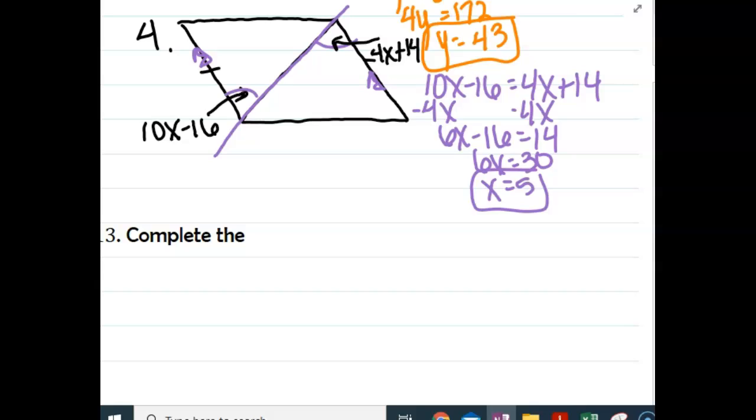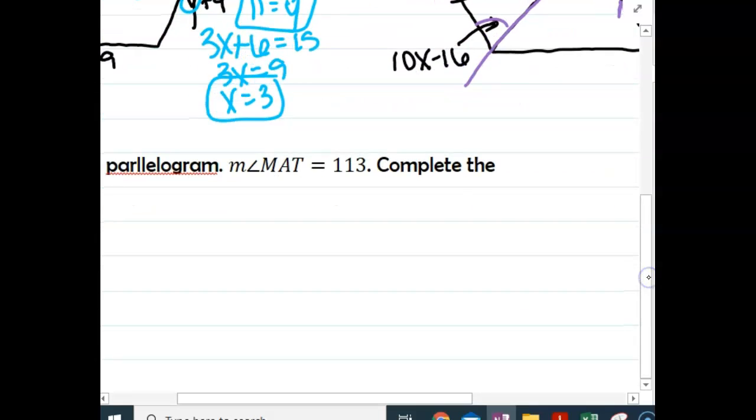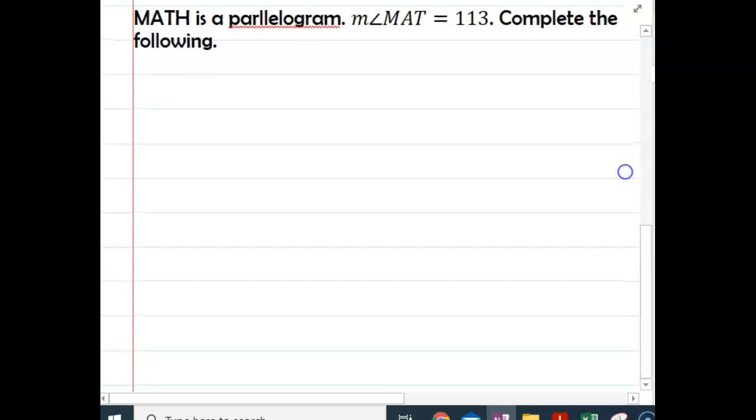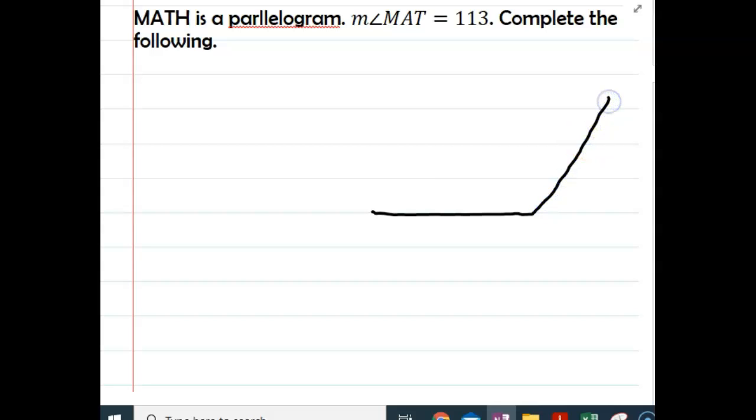Now, this last one relies on a lot, one that I had to go back and look at the notes to figure out how to do this. So, okay, we're going to draw a parallelogram MATH. So clever. Okay, so parallelogram. Here we go. Okay, so the bottom left is going to be M-A-T-H.